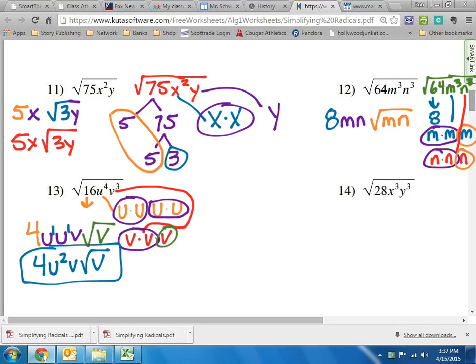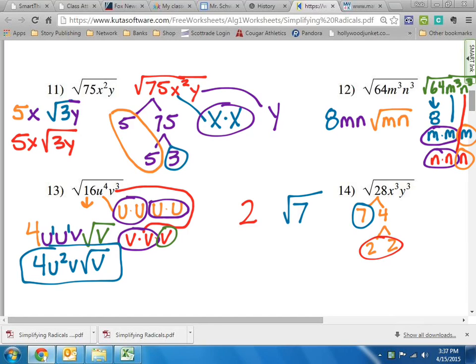All right, number 14. This one takes a little bit more work because, as you can see, 28 is not a perfect square. But I do see that 7 and 4 go into it, and 4 breaks down to 2 and 2. So when I start to write my final answer, I have a pair of 2's that will go to the outside of the radical. And then 7 stays on the inside because it doesn't have a buddy. So 7 will stay right here.